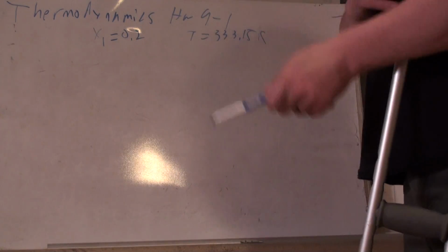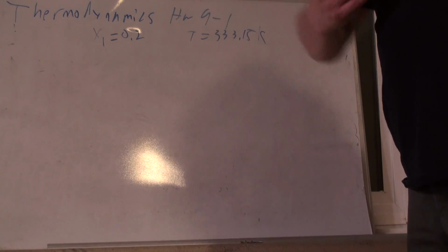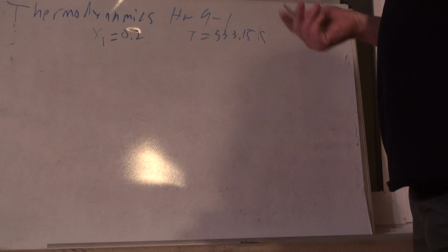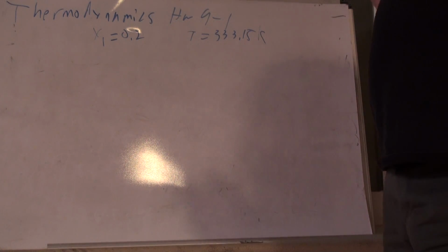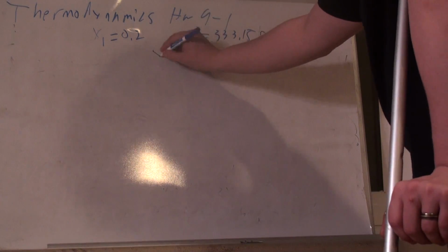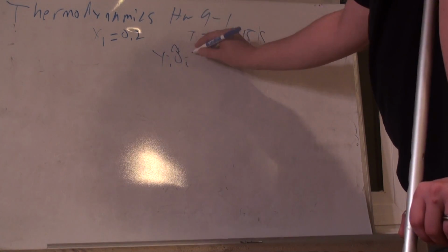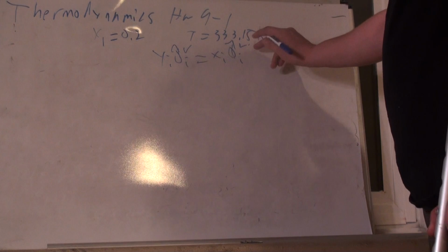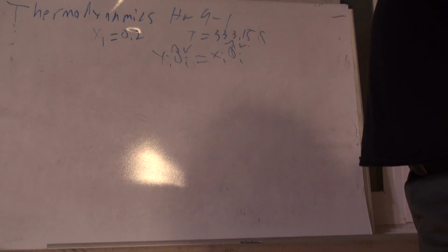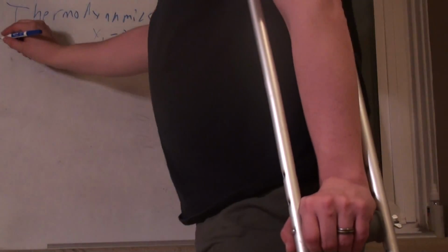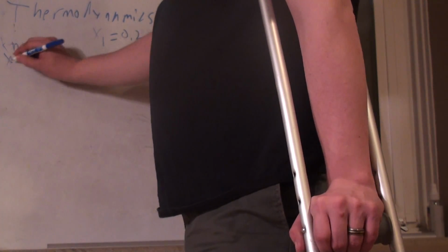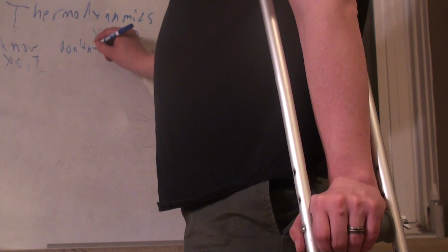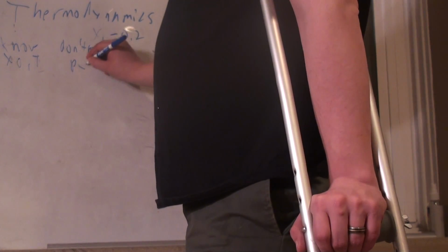Now again, I could use the phi-gamma method, but in this case I have methane and pentane, and an equation of state might be more appropriate. So I start with my equations: yi phi-i hat in the vapor equals xi phi-i hat in the liquid. And so what do I know? I know xi and I know T. I don't know P and yi.